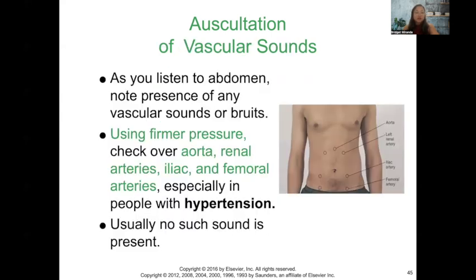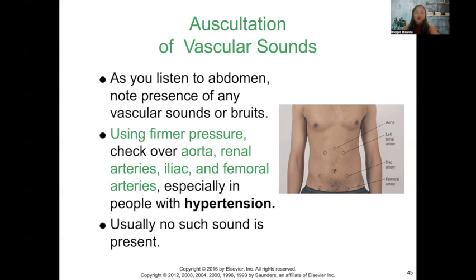When you're done listening to abdominal sounds with the diaphragm, then you're going to switch over to the bell and you're going to listen at the sites for vascular sounds. Although this schematic is showing you where there may be sounds at the femoral and iliac arteries and the left renal artery, in lab, I only want you to assess for the aortic sound.